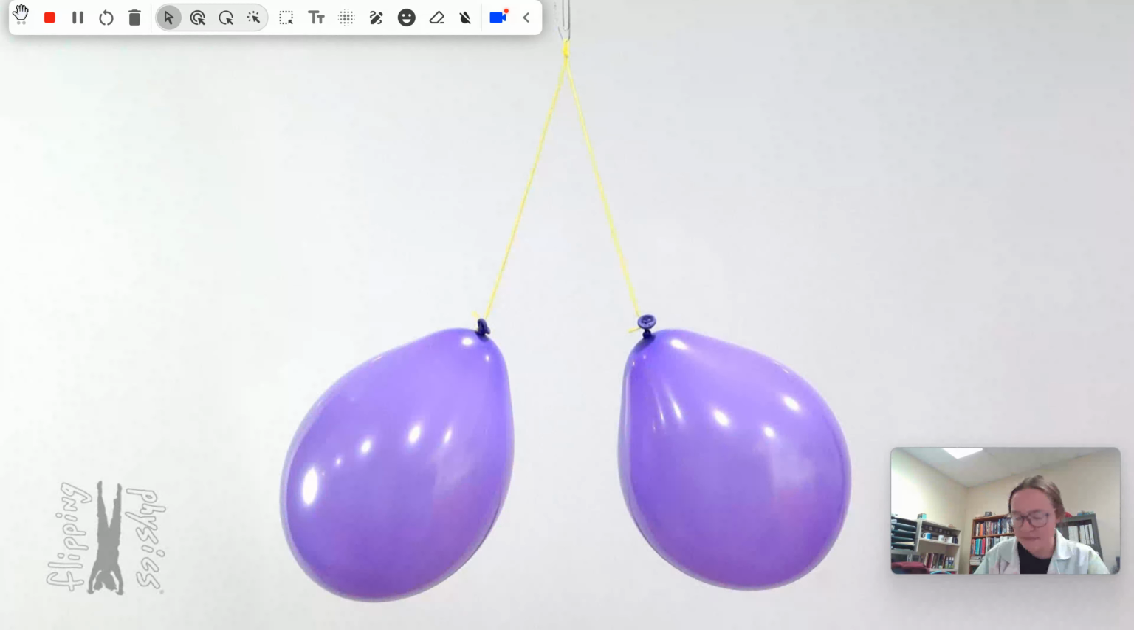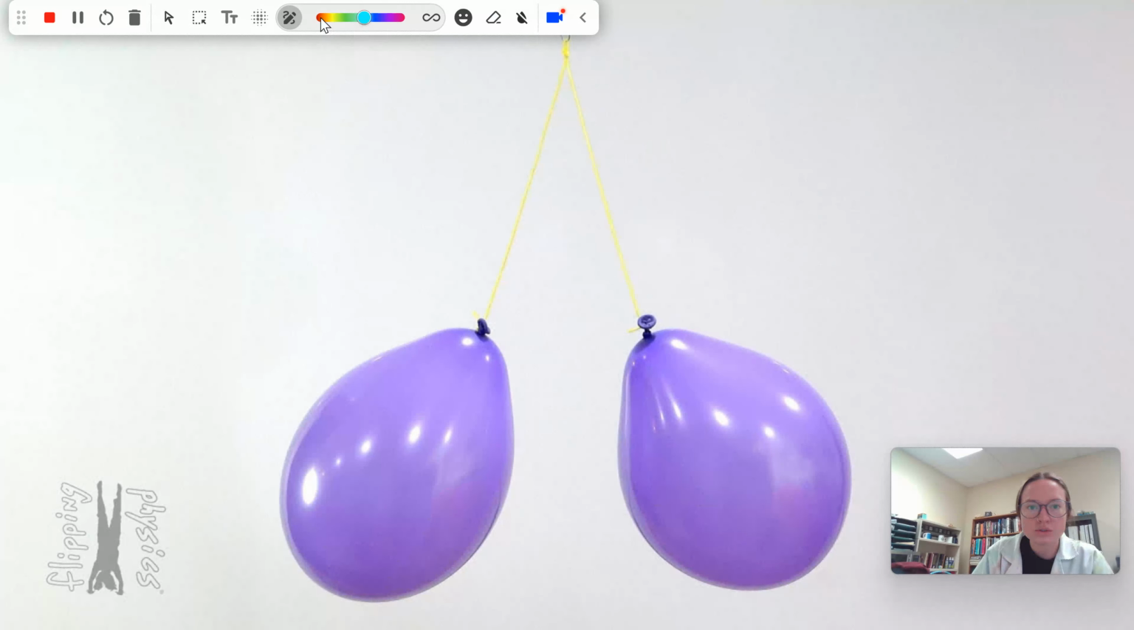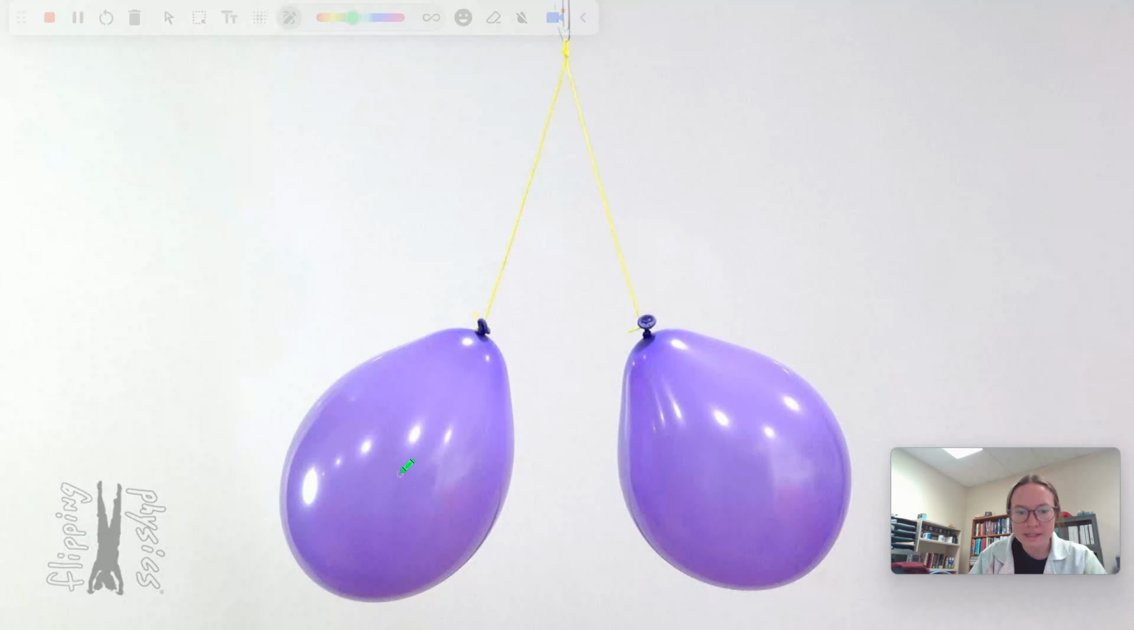If we wanted to draw a free body diagram of these balloons, we totally could. Here's what we would do. Let's use green. We'd say that there is most definitely a force pulling each of these balloons down. And the force pulling down on each of these balloons would, of course, be gravity. So we say this is F_G, and this one is also F_G.